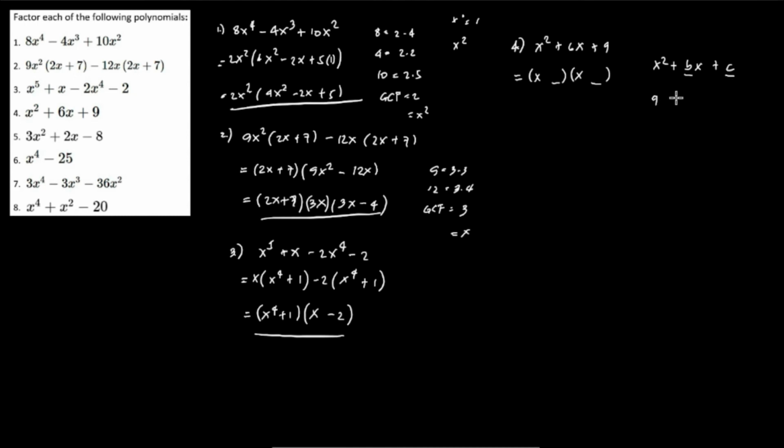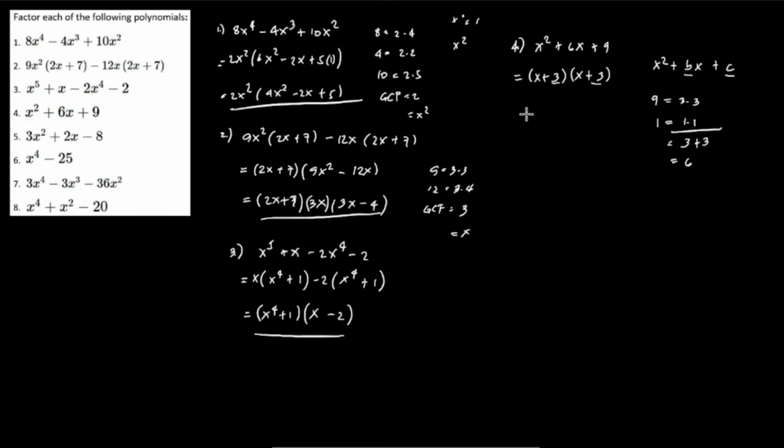The factor of the value c, that's 9, is 3 times 3, positive. And the value for x squared, the coefficient, is 1, and its factor is 1 times 1. 3 times 1, that's 3. 3 times 1, that's 3. And you add, then the value is 6. It is equivalent to b. So, the factor is x plus 3 and another x plus 3. And this will be the factor.